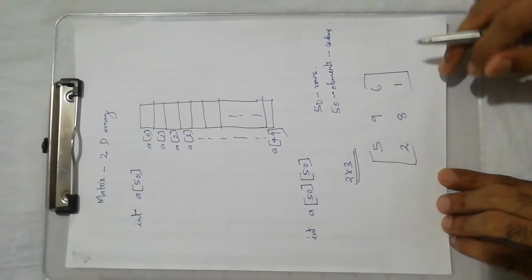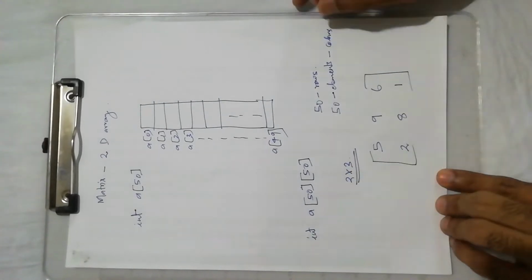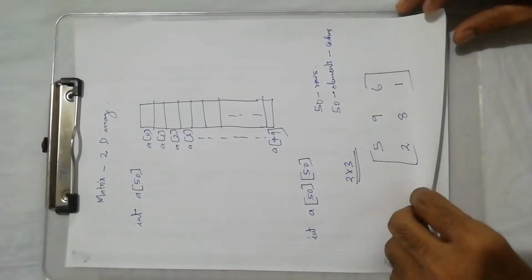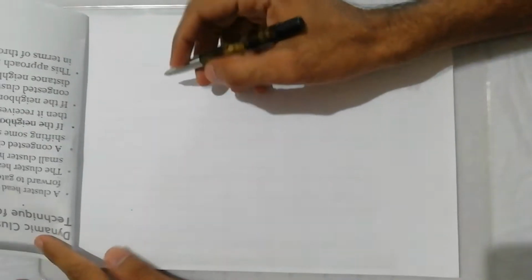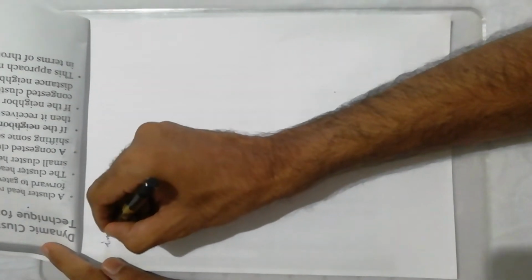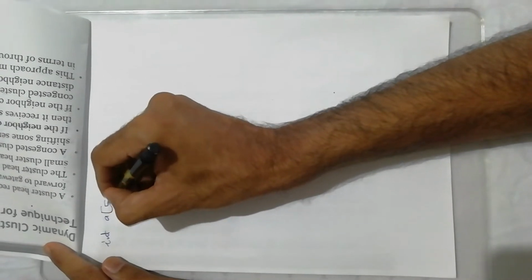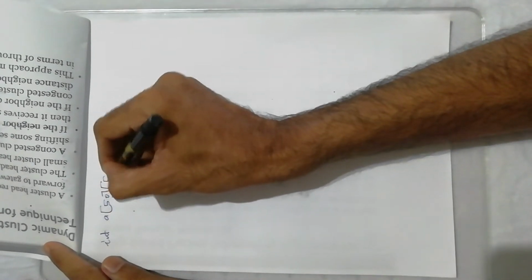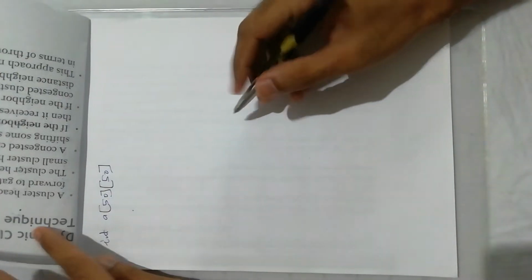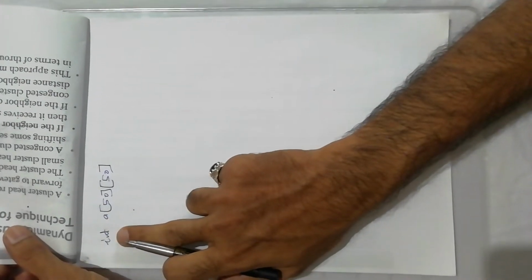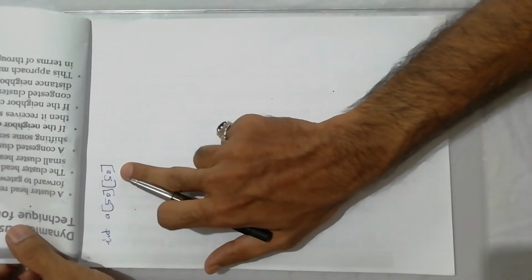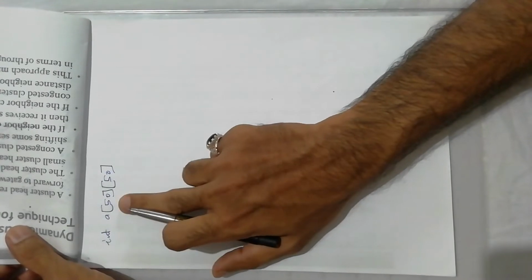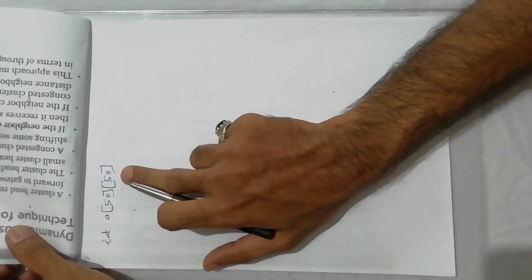A matrix with rows and columns can be implemented with the help of this two-dimensional array. How can it be implemented? Suppose int a[50][50] means a is an integer matrix having 50 rows and 50 columns.